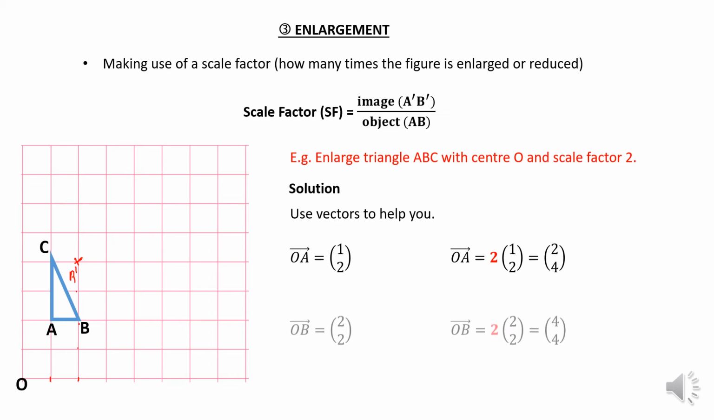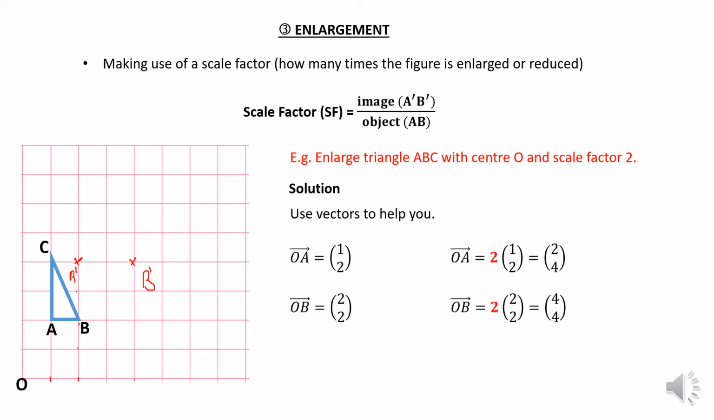And the same I do for B. How far is B? It's 2 across and 2 up, and I'll find 4 and 4 then. So it's 4, 4. I expect it to be somewhere here, and that would be where my B is. And then how far is C? Well, C is 1 across and 4 up. So I'm going to go 2 and 8. 1, 2, 3, 4, 5, 6, 7, 8. So I expect it to be all the way up there. So you can use the vectors in order for you to complete the diagram.